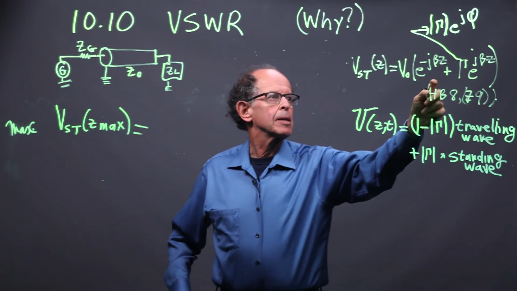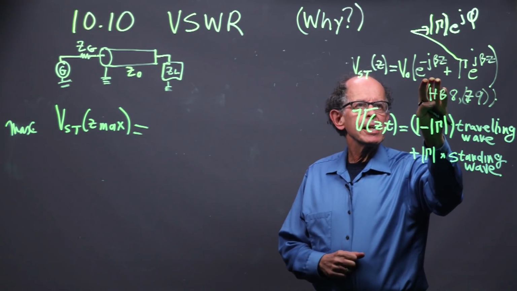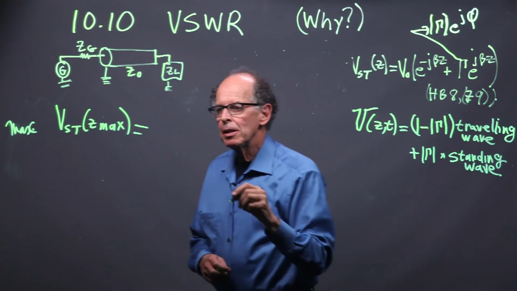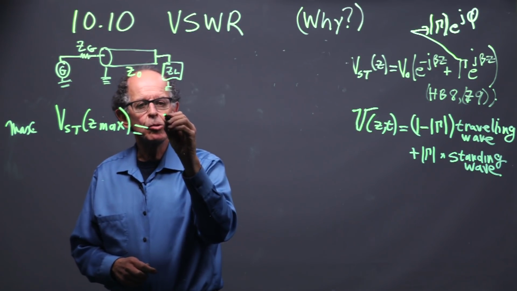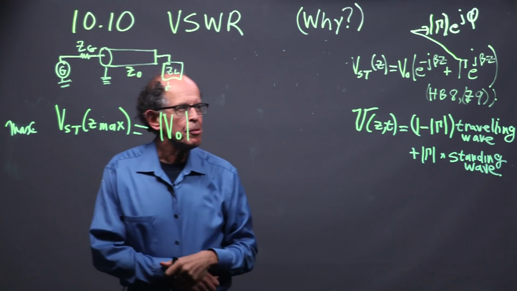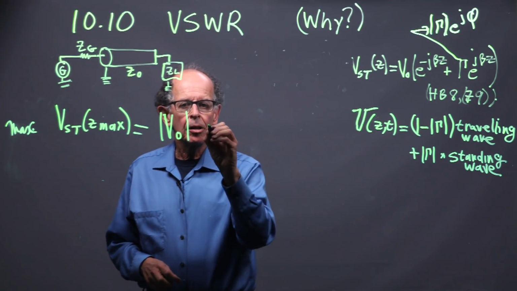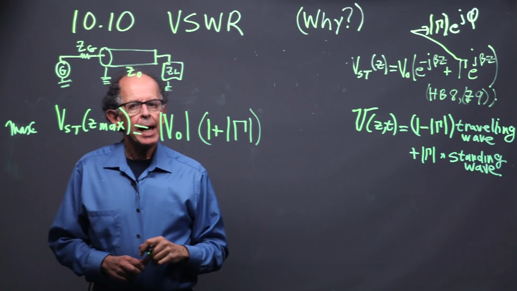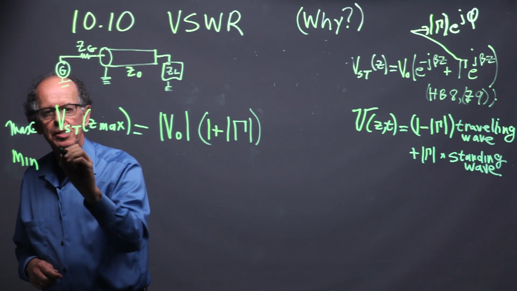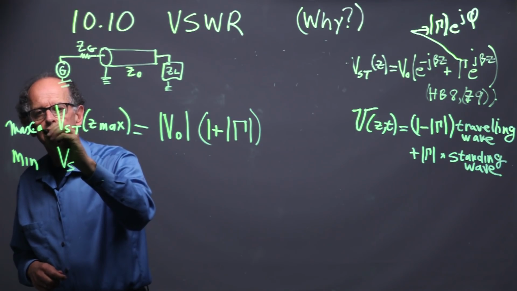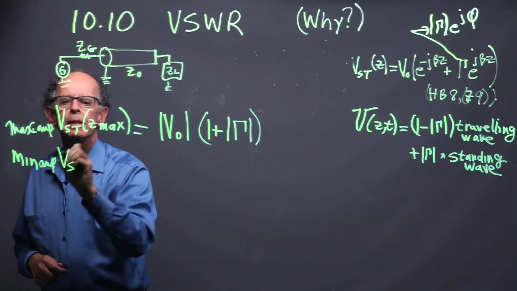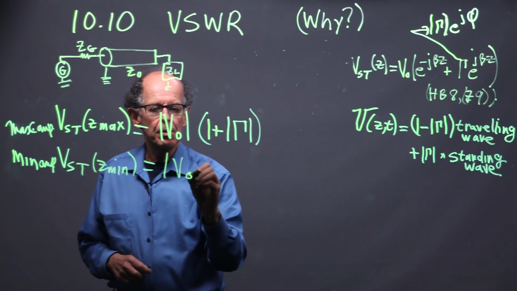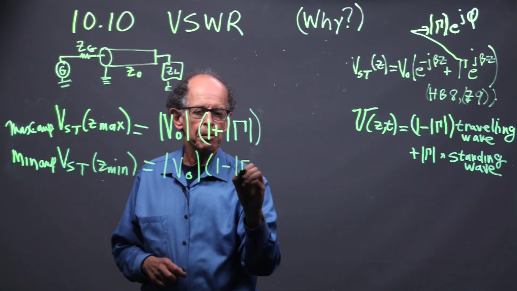Well, let's look at here. So if they add in phase, so this has a max value, if you think of its sine and cosine of 1, as does that. So it's the actual amplitude, so it's going to be magnitude of V naught, if V naught is complex, times 1 plus magnitude of gamma. And the minimum, I think you can see, this is max amplitude, not the min amplitude of VST at Z min is going to be V0 times 1 minus gamma.